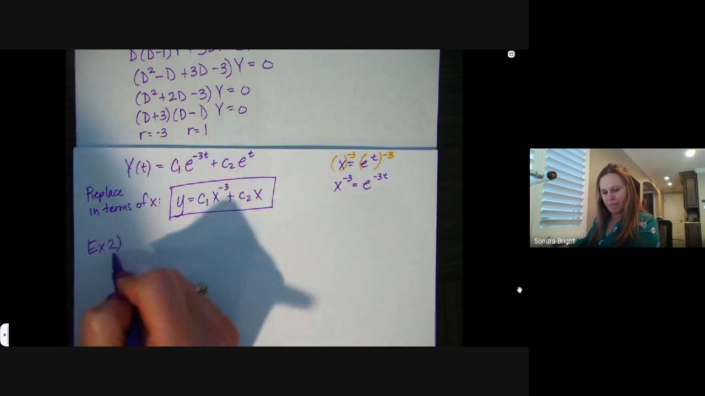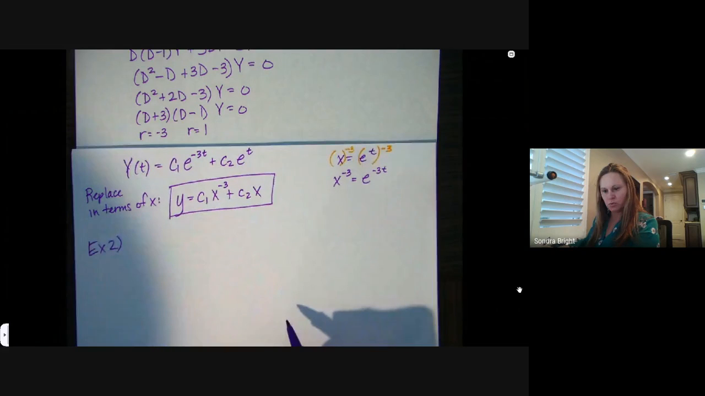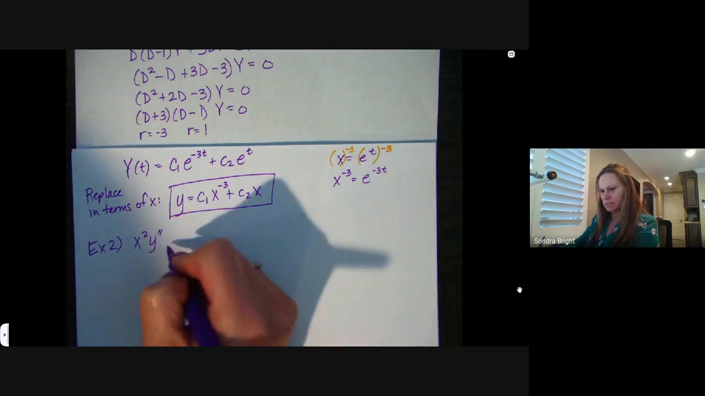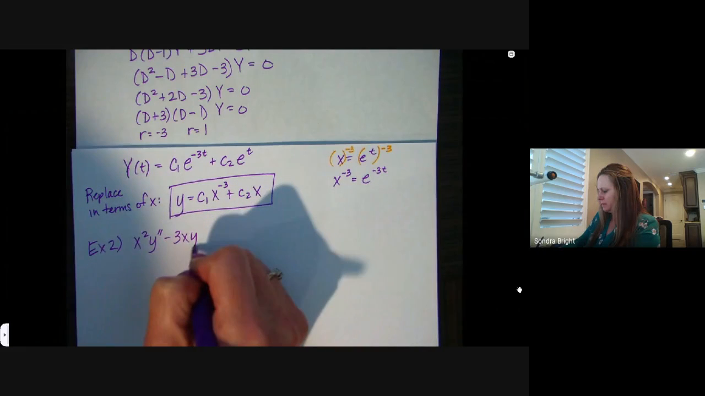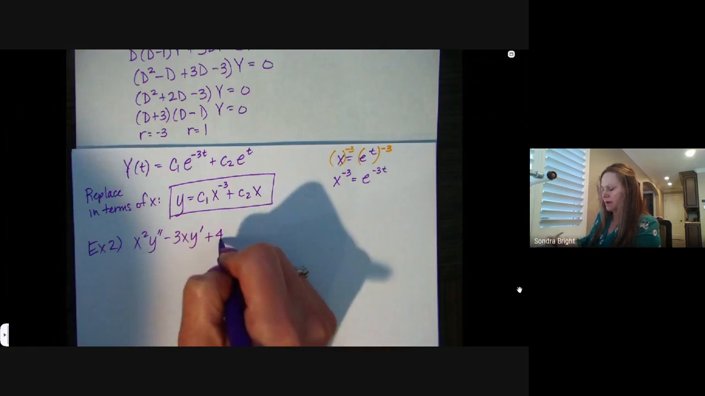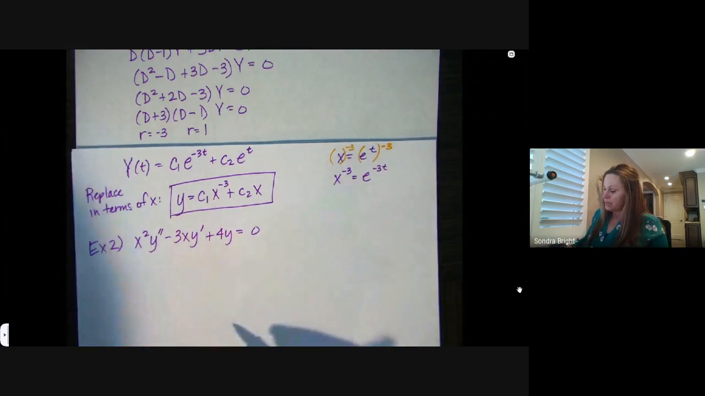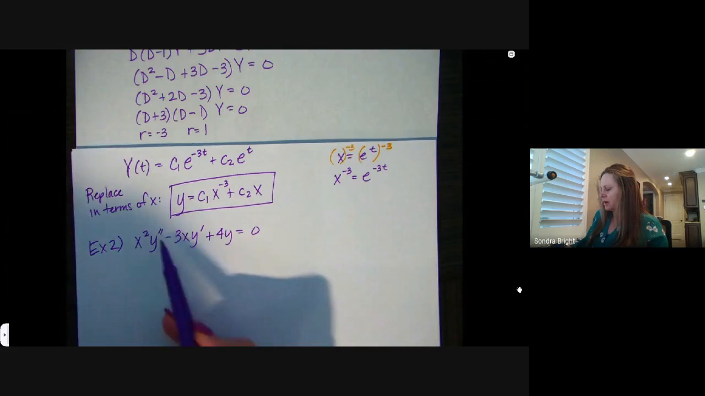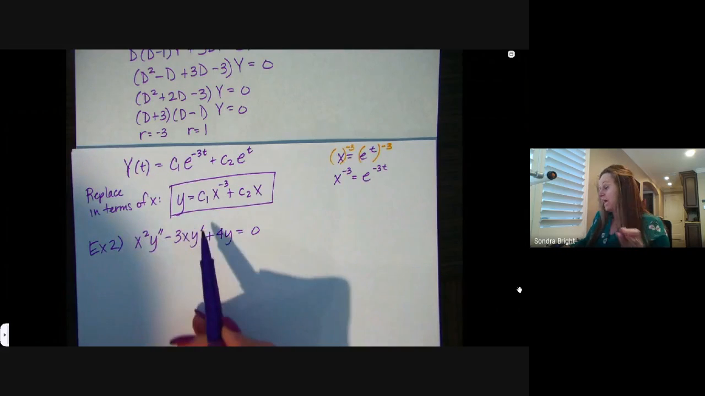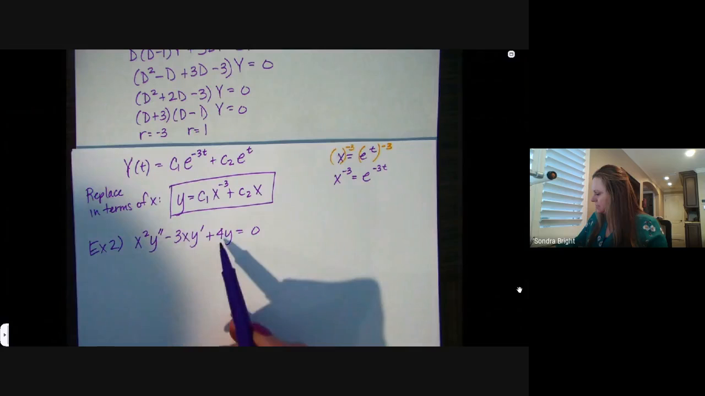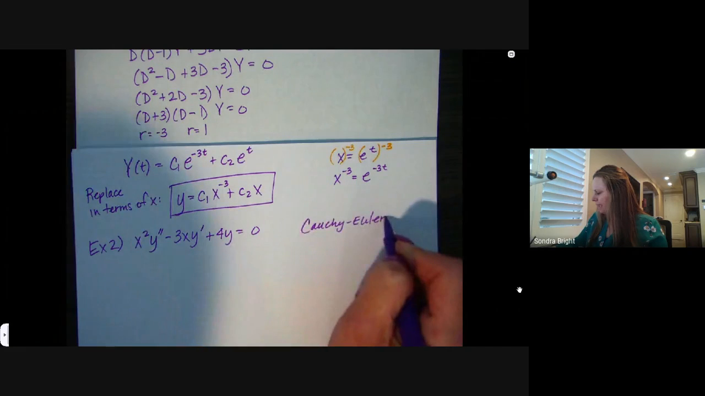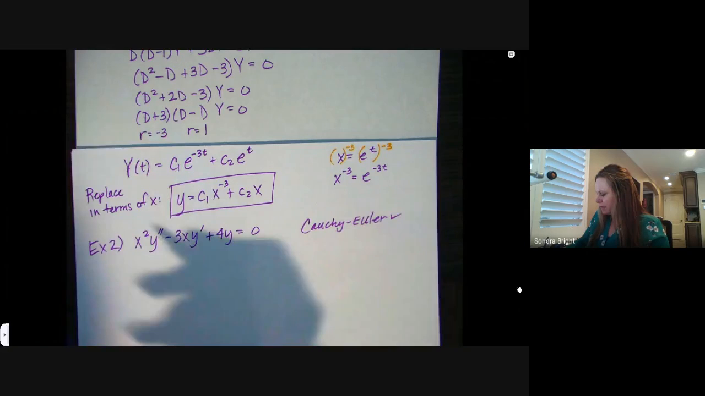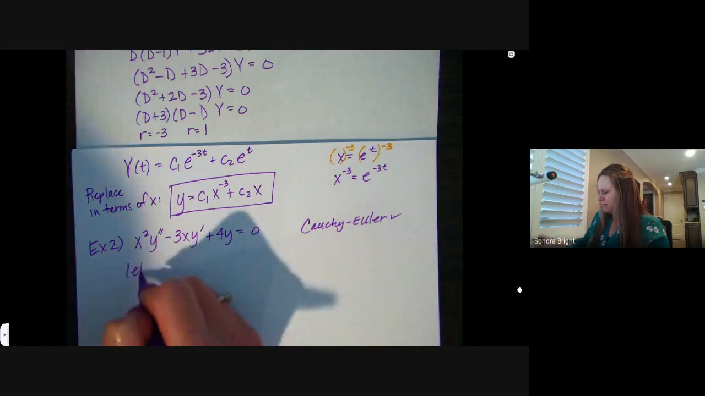How about x squared y double prime minus 3xy prime plus 4y equals 0. So I notice I've got an x squared and a second derivative. I've got x to the power of 1 on the first derivative, and I don't have an x on the y, so this is Cauchy-Euler. Yay. So I'm going to do my substitutions: I'm going to let x equal e to the t.